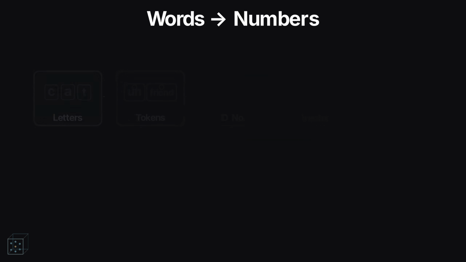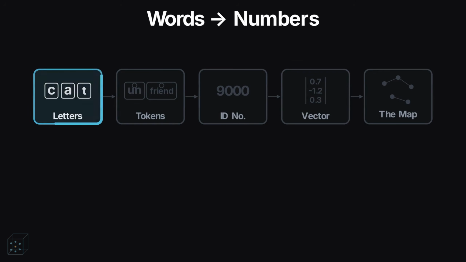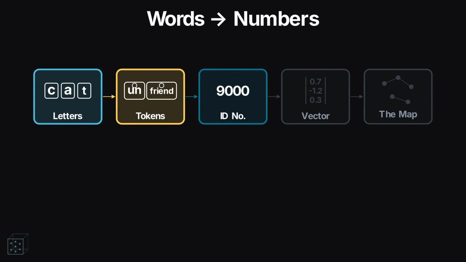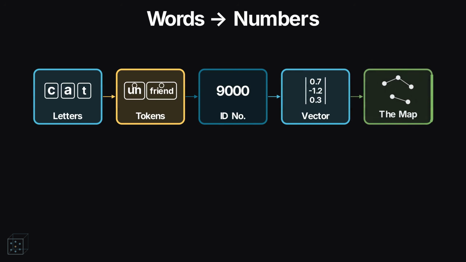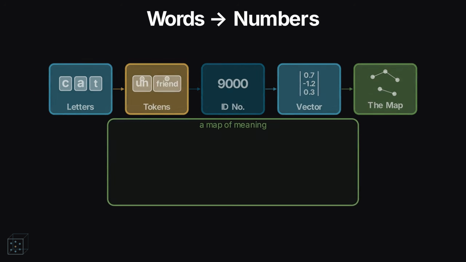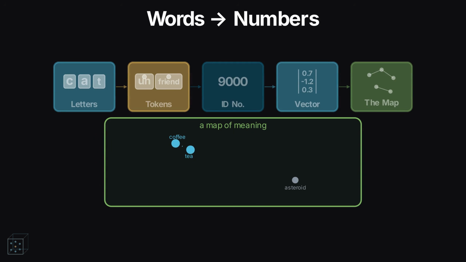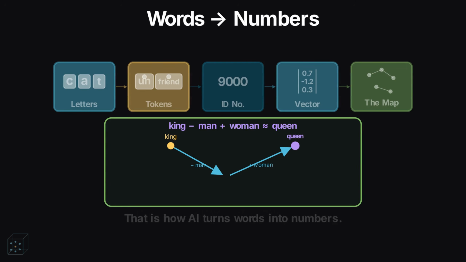So here's the whole picture. A computer can't read, it can only count. So we chop text into tokens, the reusable Lego bricks of language, and give each one an ID number. Then we trade each ID for an embedding, a vector, a pin in a giant map of meaning, learned from usage. Close pins mean similar words, and directions in that map carry real ideas, which is why king minus man plus woman lands on queen. That is how AI turns words into numbers.